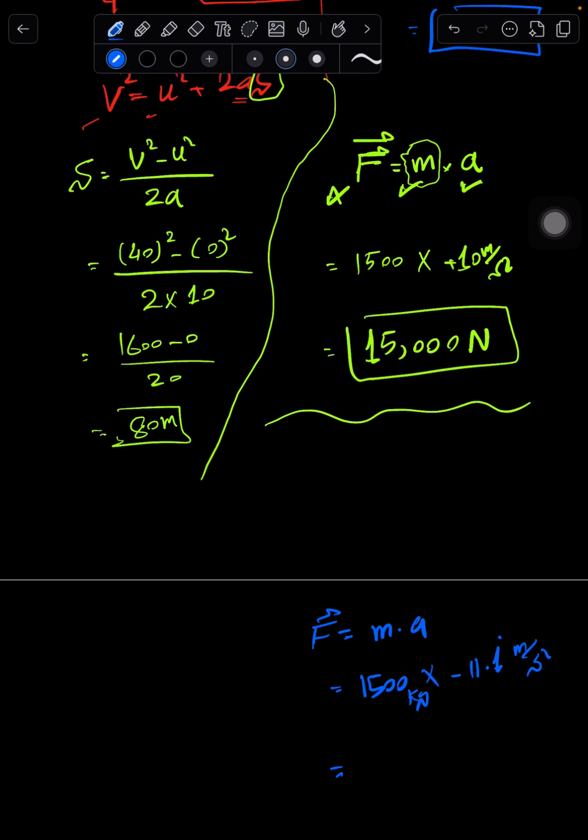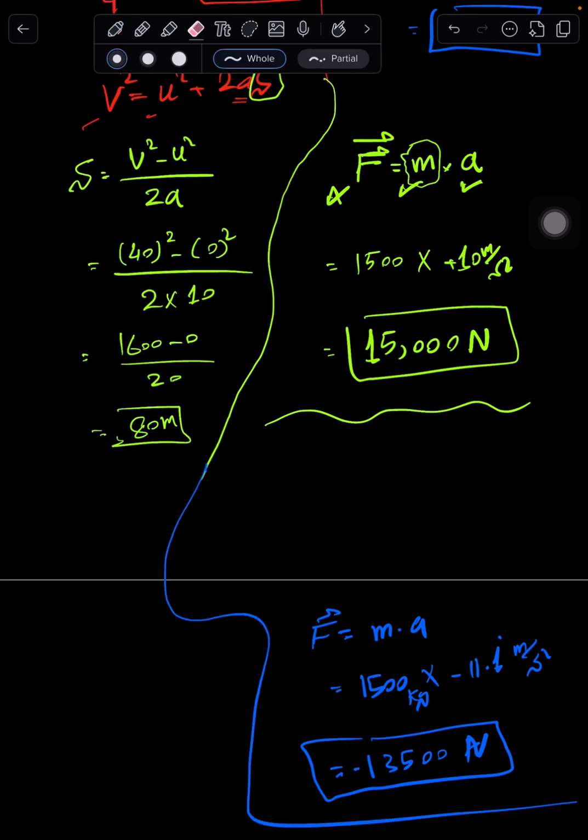You just plug it into your calculator. 9 times 15, that's what? Okay, that's going to be 13,500, should be something like that. So 13.5 kilonewtons, or 13,500 newtons. And this force is negative because it causes the car to slow down.